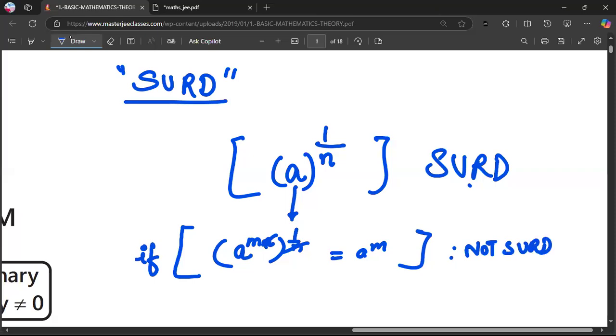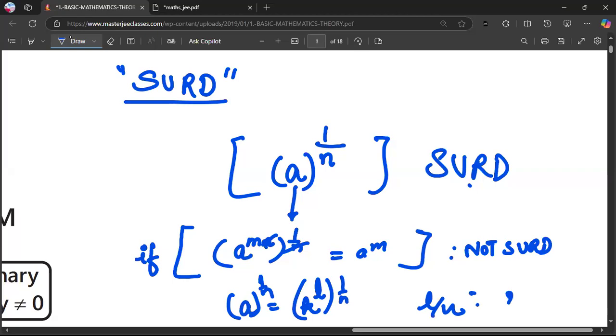And if its power is not a multiple of n, then it's not going to be solved. Like if we say A can be written as k raised to power l, now l is not divisible by n. So if we take its power 1 by n, and if l by n, l is not completely divisible by n, then it will be known as a surd.